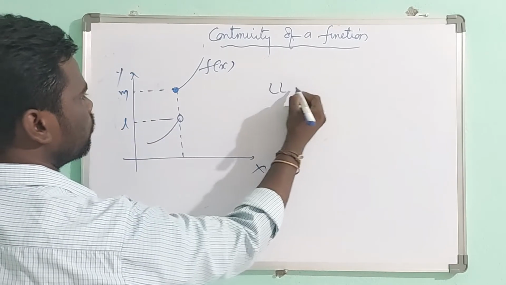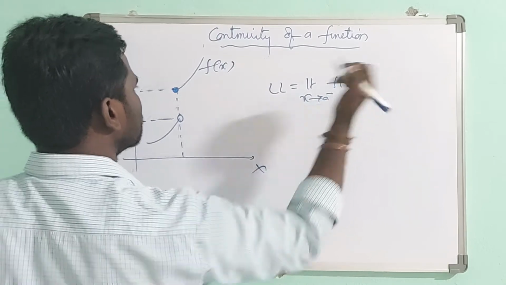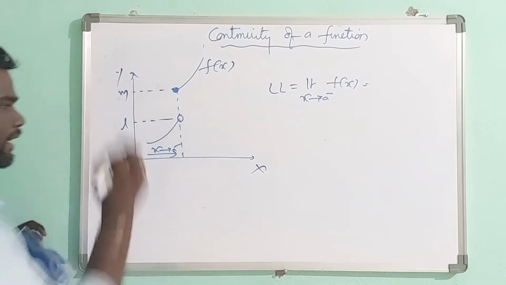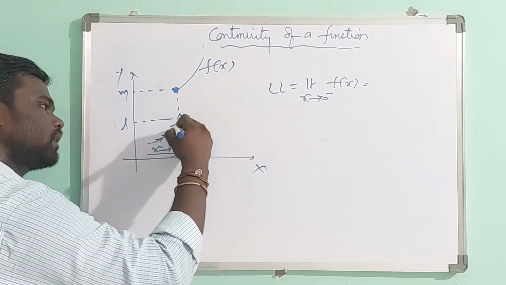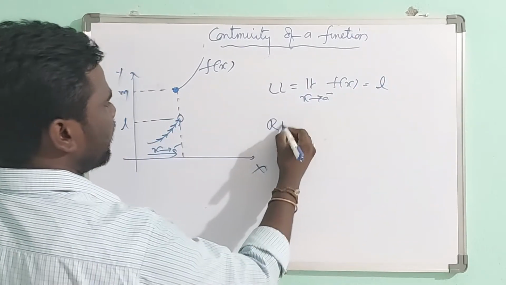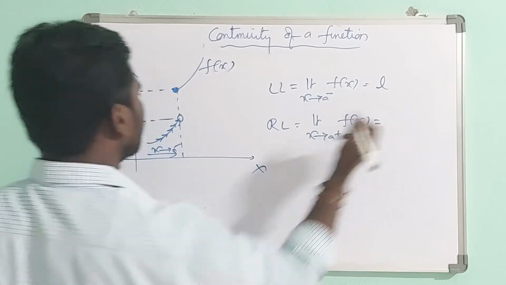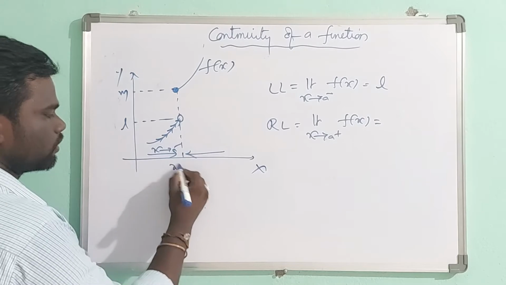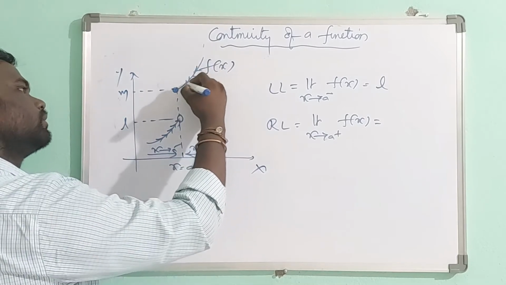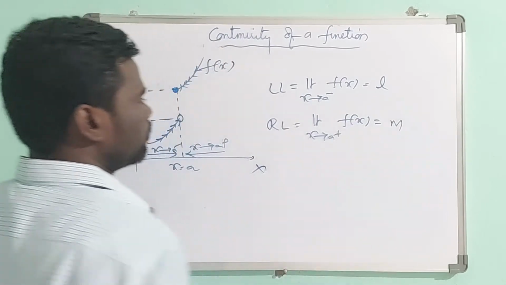Now move on to the left limit. Straight away, the limit as x approaches a from the left of f of x. Now tell me, as x approaches a from the left side, the function value approaches L. So that is equal to L. Now coming to the right limit, the limit as x approaches a from the right of f of x. As x approaches a, it is x equal to a, from the right side. So what is the functional value? It approaches M. So that is equal to M.